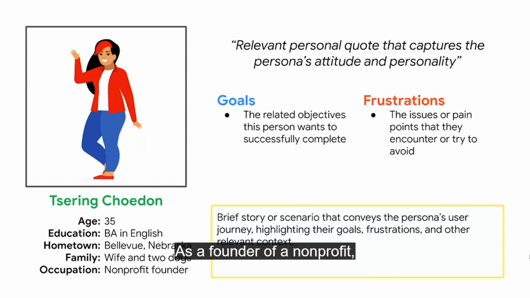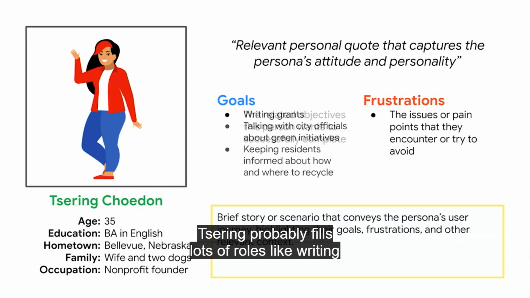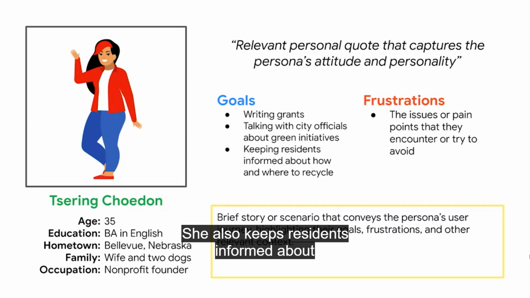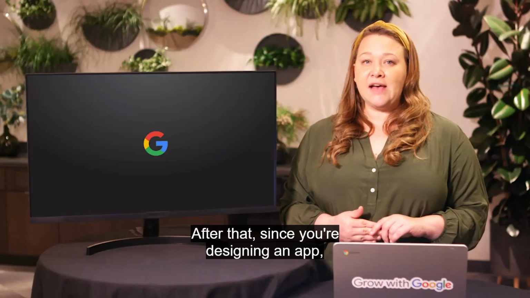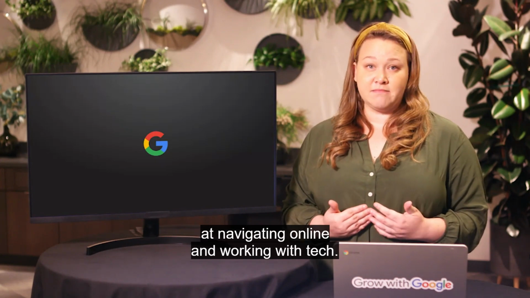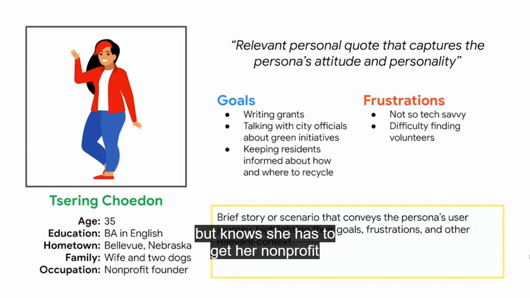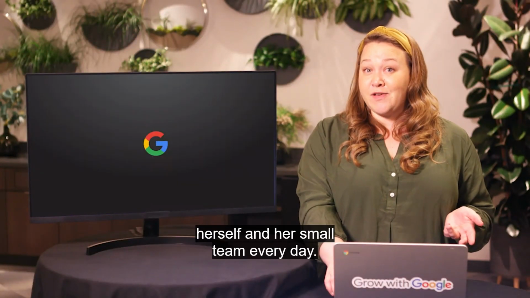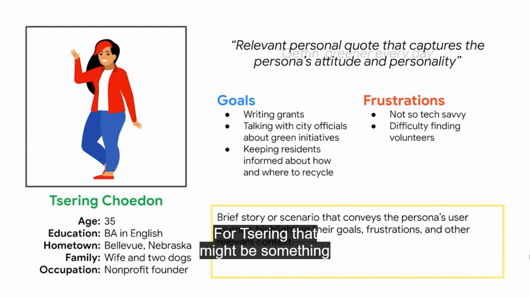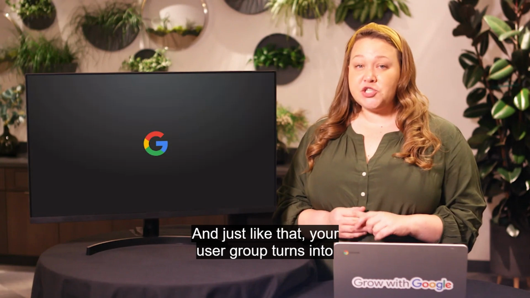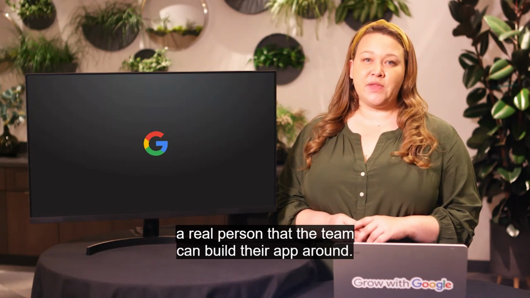After the bio sketch comes a bit about her professional goals and day-to-day duties. As a founder of a nonprofit, Siring probably fills lots of roles, like writing grants and talking with city officials about exciting green initiatives. She also keeps residents informed about how and where to recycle their trash. After that, since you're designing an app, you might want to know how comfortable Siring is at navigating online and working with tech. So let's say she's not so tech-savvy, but knows she has to get her nonprofit online if she wants to find more volunteers. Finally, you might want to give her a catchphrase, something she says to inspire herself and her small team every day. For Siring, that might be something like, "Getting greener every day." And just like that, your user group turns into a real person that the team can build their app around.